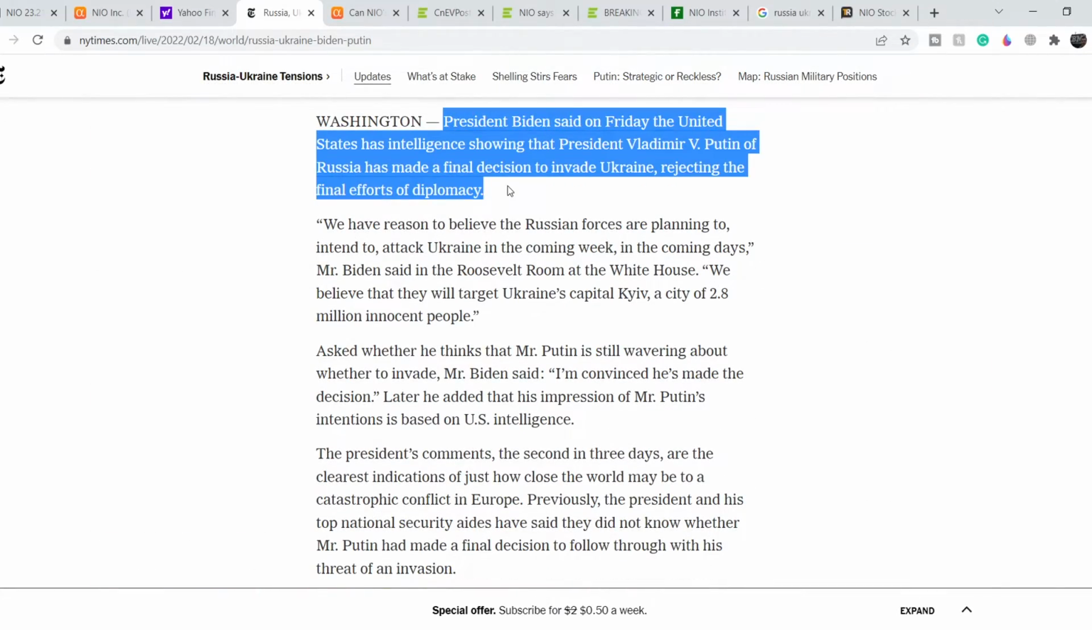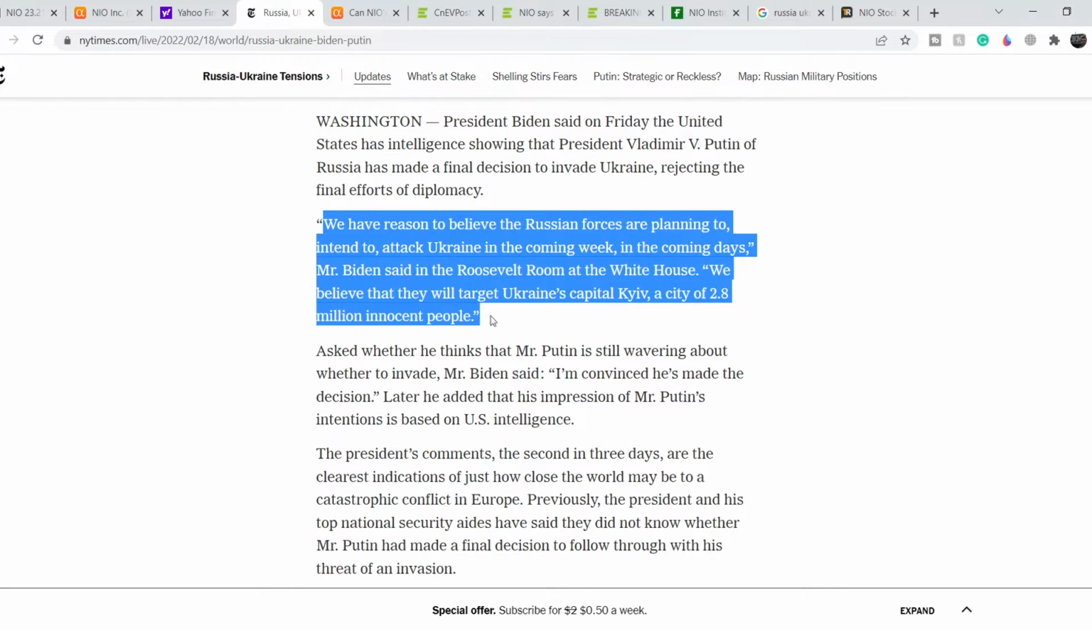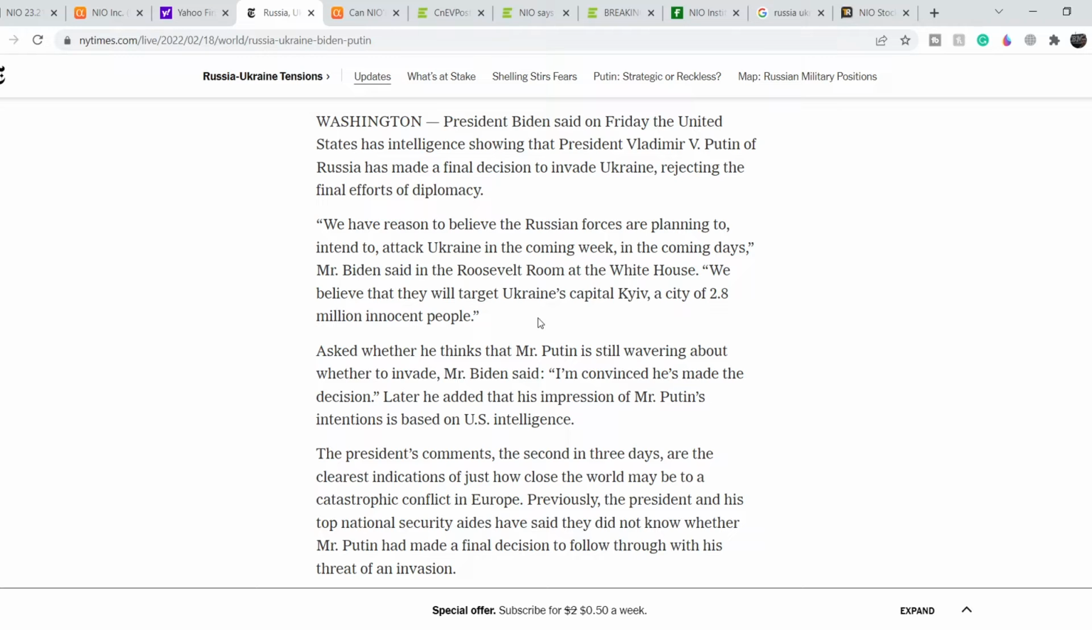President Biden said on Friday that the United States has intelligence showing that President Vladimir Putin of Russia has made a final decision to invade Ukraine, rejecting the final efforts of diplomacy. "We have reason to believe the Russian forces are planning to attack Ukraine in the coming week, in the coming days," Mr. Biden said in the Roosevelt Room at the White House. "We believe that they will target Ukraine's capital, Kyiv, a city of 2.8 million innocent people." I have to say that it is very sad news overall, because war is a bad thing and nothing can change this opinion. But markets definitely react to this news with a massive sell-off.